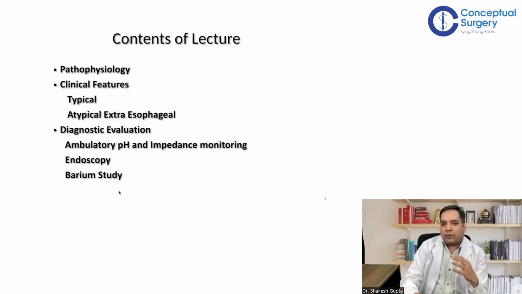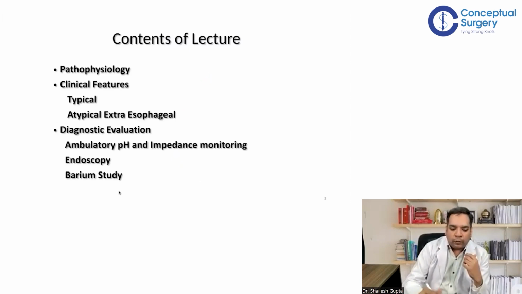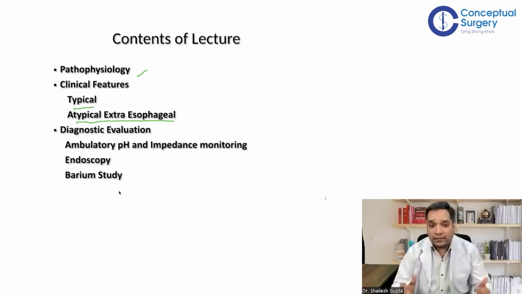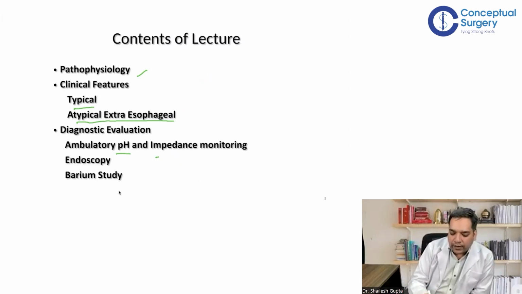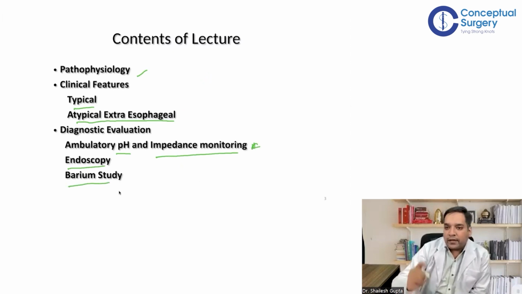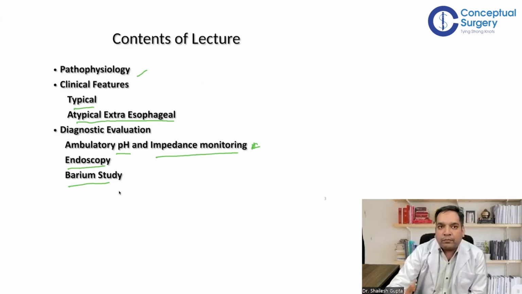I am going to teach you about the pathophysiology and clinical features, which will include typical clinical features and some atypical extraesophageal clinical features. I am going to discuss how we evaluate the disease, in which we will discuss ambulatory pH and impedance monitoring in detail. We will also discuss the role of endoscopy in GERD and the barium study. Just remember that we discussed manometry in detail in the previous lecture. This time I am going to discuss pH and impedance monitoring in detail, right?